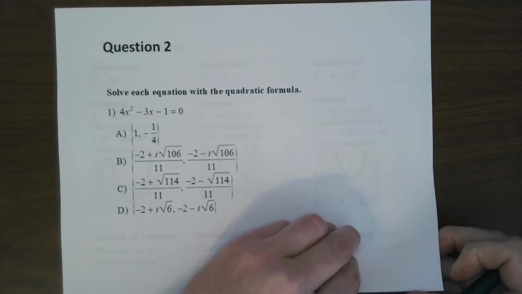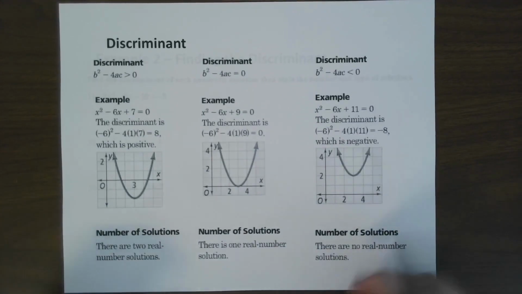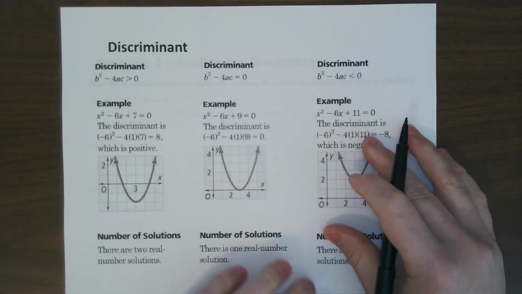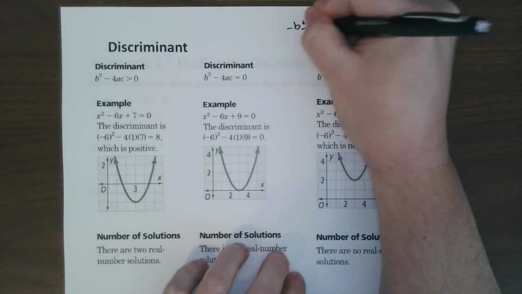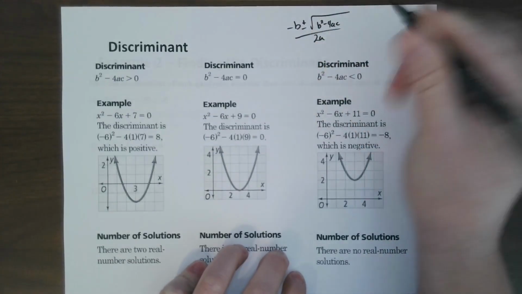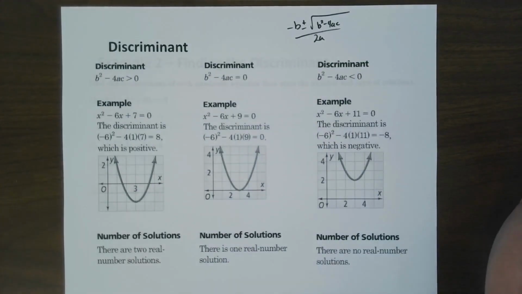All right, now we're on to the discriminant. If you notice, the discriminant is b squared minus 4ac. If you look at the quadratic formula, the discriminant is underneath the radical. Now with the radical, it gives us a lot of information.